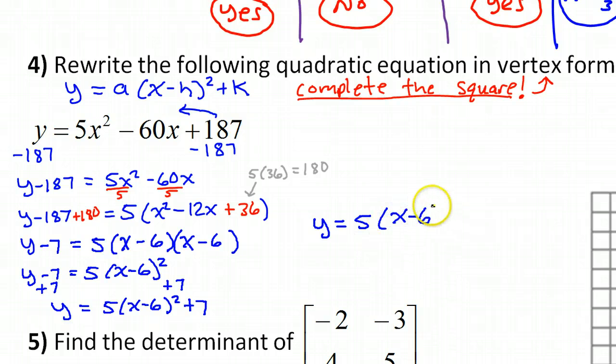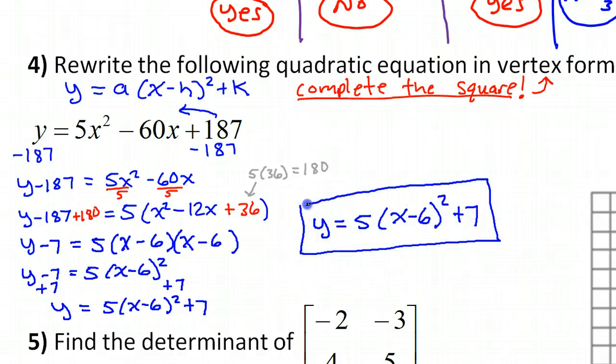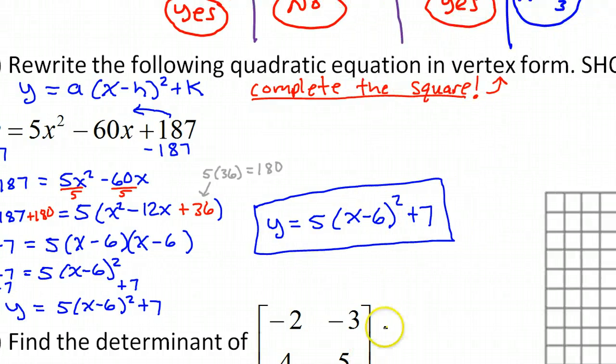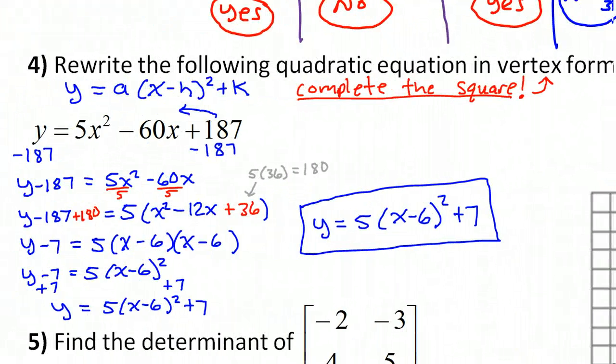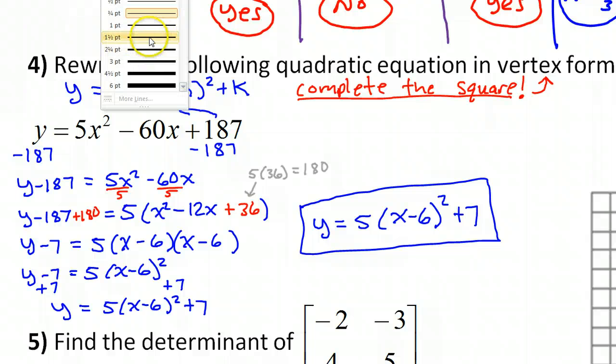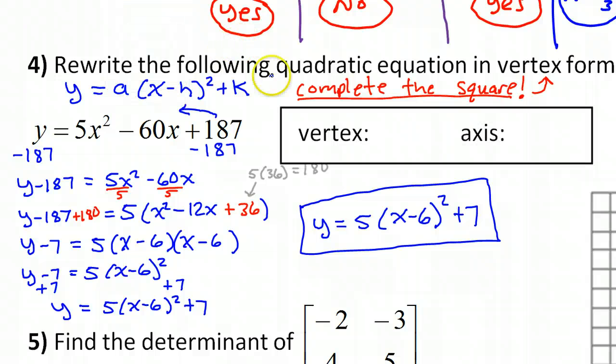This is vertex form. I also could have asked you for the vertex or the axis of symmetry. So you should be prepared for that. In fact, maybe I'll add that to the question. Probably by the time you get this paper, it'll be printed on there. Oh, look at that. We're supposed to find the vertex and the axis of symmetry.